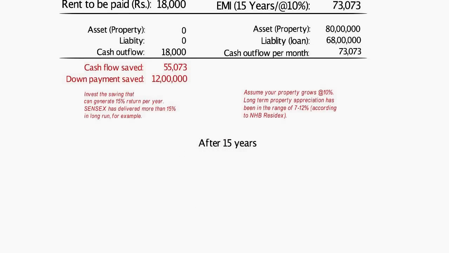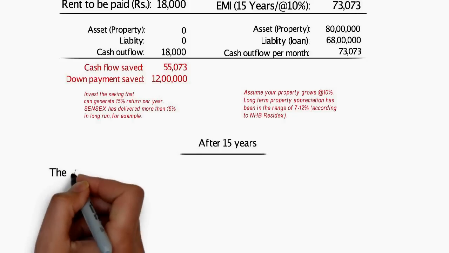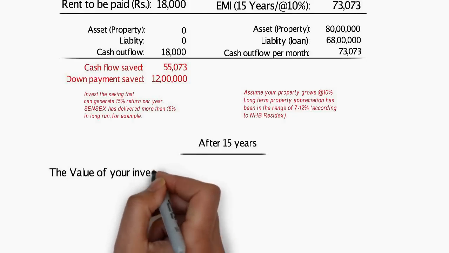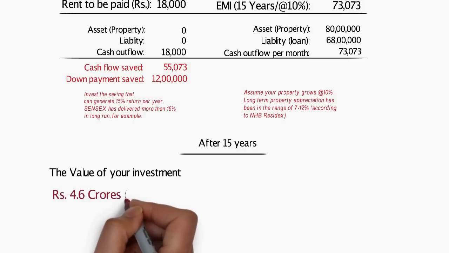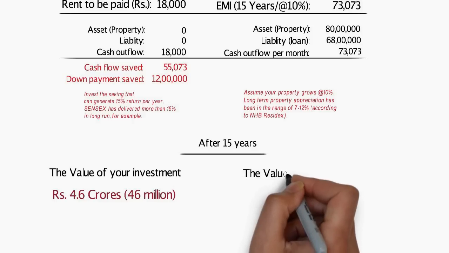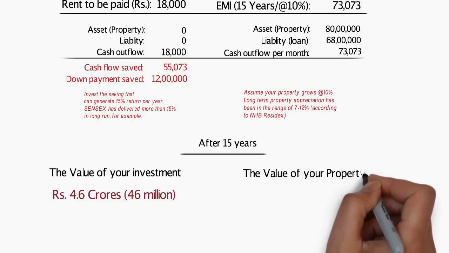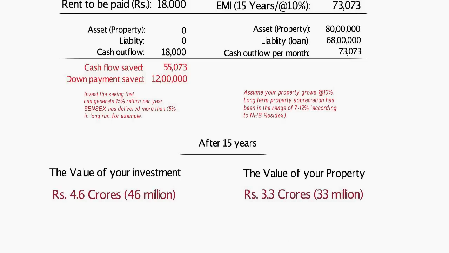Let's see what we will have in our hands after 15 years. If you use your calculators, you can easily calculate that the value of your investment, in the case of the savings that you would have if you went on rent, would be around 4.6 crores, which is 46 million rupees after 15 years. The same in the case of property, which is growing at 10%, would be equivalent to about 3.3 crores, which is about 33 million rupees.